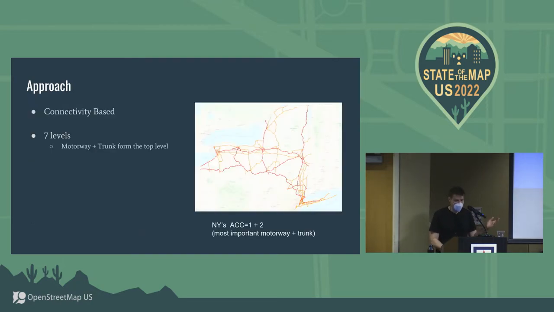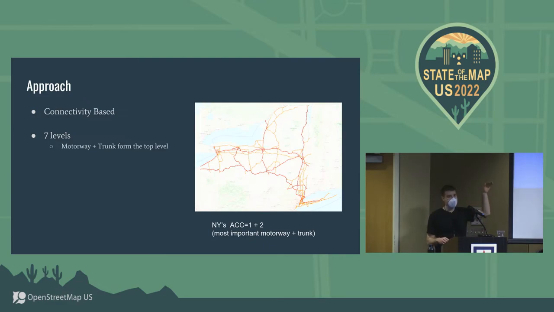So as I mentioned, this is a connectivity-based approach. And here we have New York, looking at New York State, has this lovely, is so far the only data set we've seen from a state. They have an arterial classification code where the State Department of Transportation has actually done that work of the connectivity analysis of their road network. So their ACC equals one maps directly to highway equals motorway, ACC equals 2 is for the non-motorway important connectivity roads. So those are shown in this rendering.